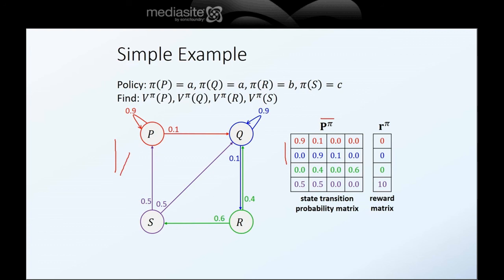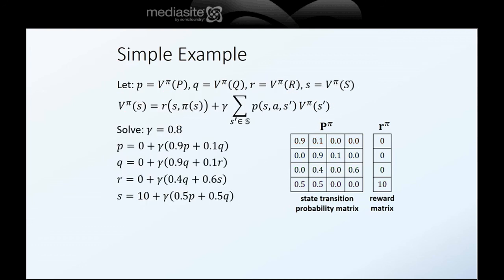And now, how do we determine the values of the states P, Q, R, and S? That's very simple. We can use the Bellman's equation to do that. So here is what we get. This is P pi, the state transition probability matrix, and this is R pi, the vector of rewards, and we can use this expression here, V pi S equals R S pi S, which is obtained from this, plus gamma times the summation of transition probability. Now this A is eliminated because we know the action under a policy, times V pi S prime. So we get these expressions.